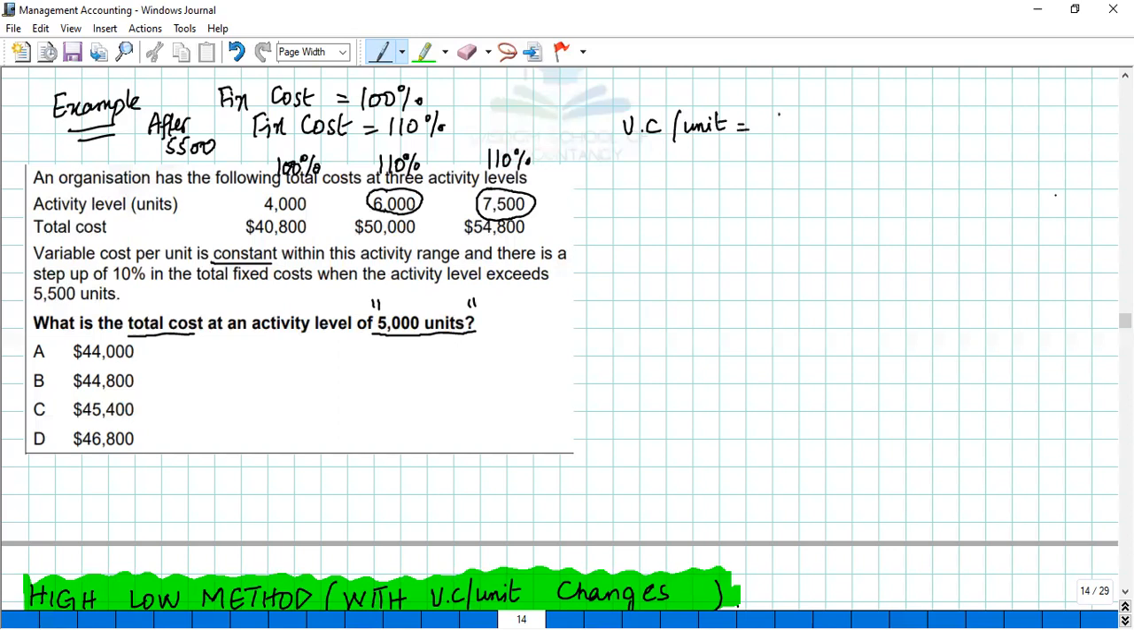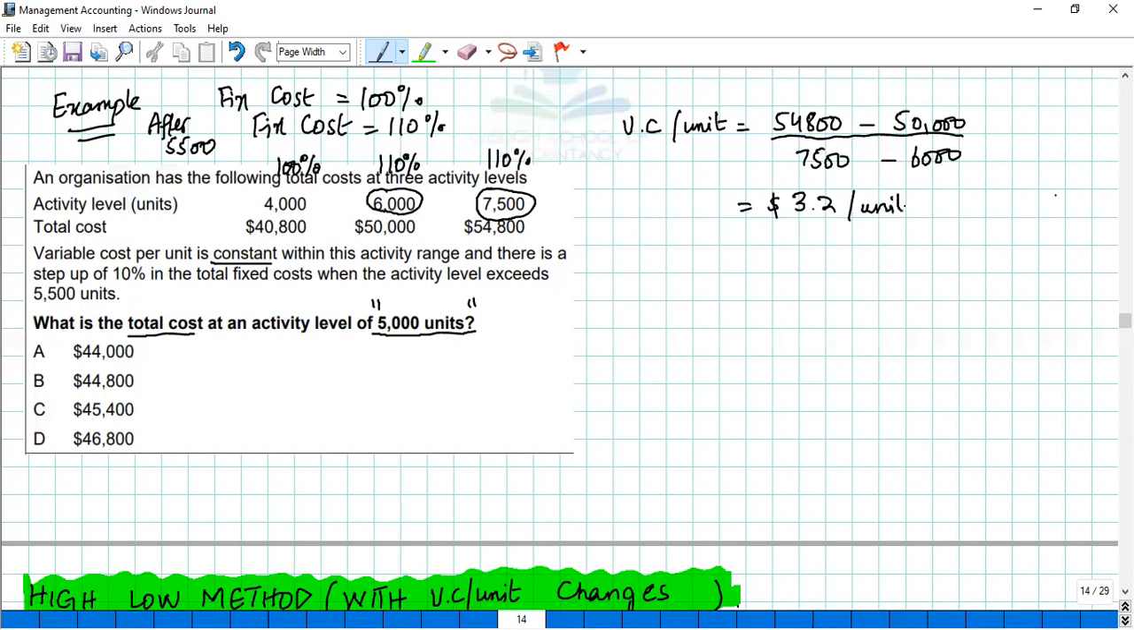So cost at highest activity level, 54,800, minus cost at lowest activity level, 50,000, divided by highest activity level, that is 7,500, minus lowest activity level, that is 6,000. So if I calculate variable cost per unit, 4,800 divided by 1,500 will give me 3.2. So this is my variable cost per unit.